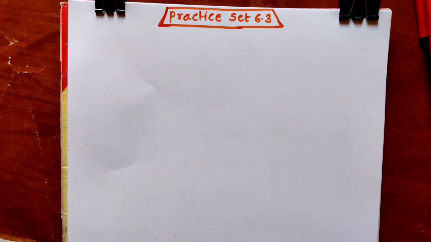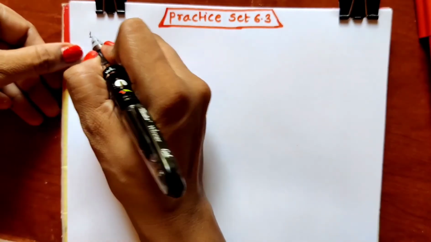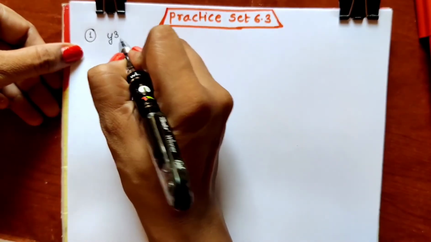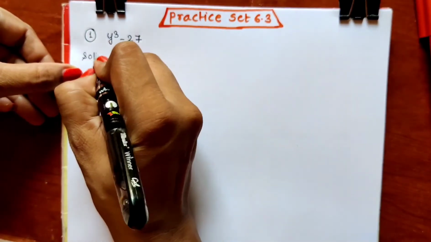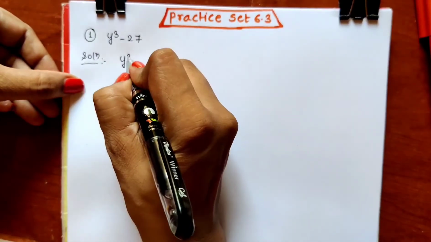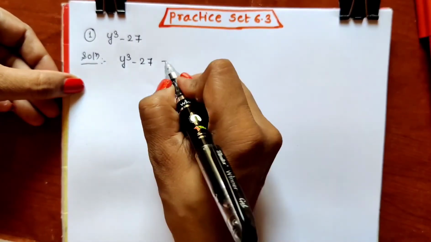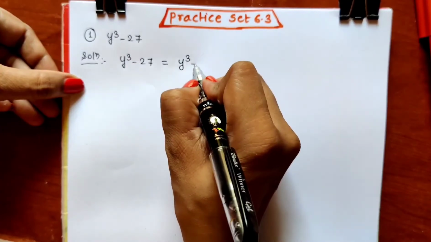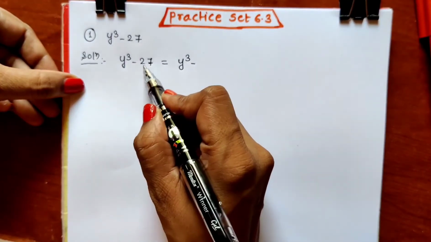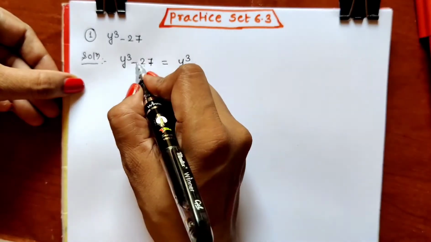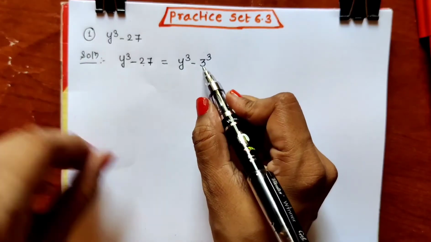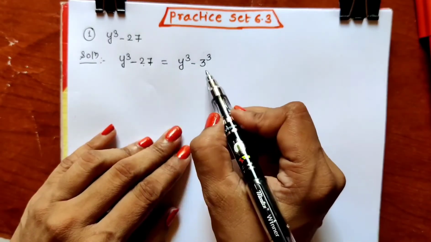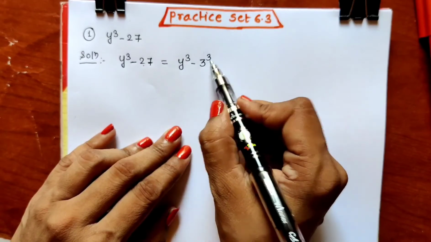First sum is y cube minus 27. So as we all can see here, first term is in cube, but second term is not in proper cube. So first term we write as it is, but second term we have to write in cube. Only 27 is there. So 27 is cube of 3, we all know. So we can write it as 3 cube. We don't require to put it in a bracket because only a number is there. So we can write it as y cube minus 3 cube.